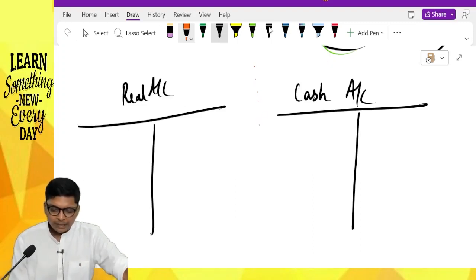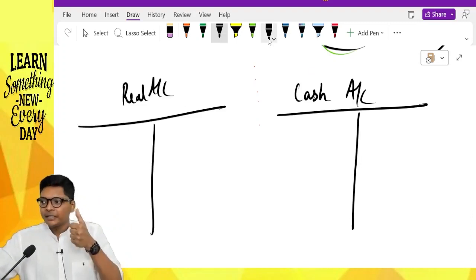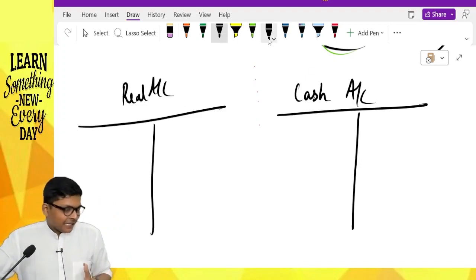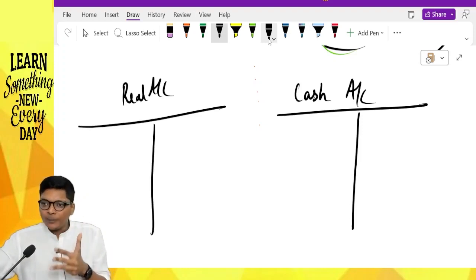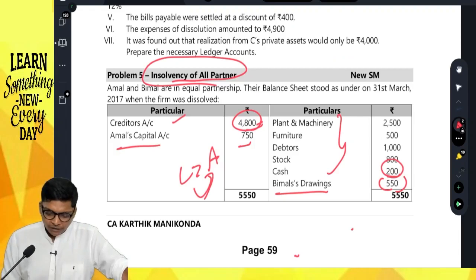Okay, let's quickly write, guys. Now, regular sum, first step is transfer all the assets and liabilities. Keep opening cash, opening capital. Creditors, no change. Every sum, standard rule. So, transferring all the assets.